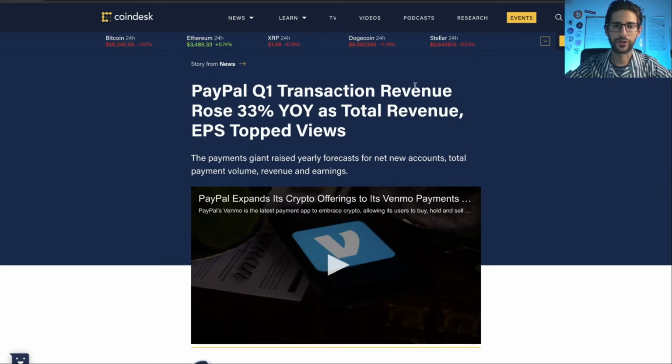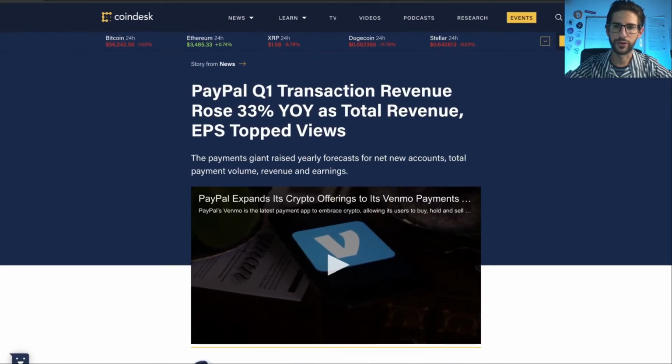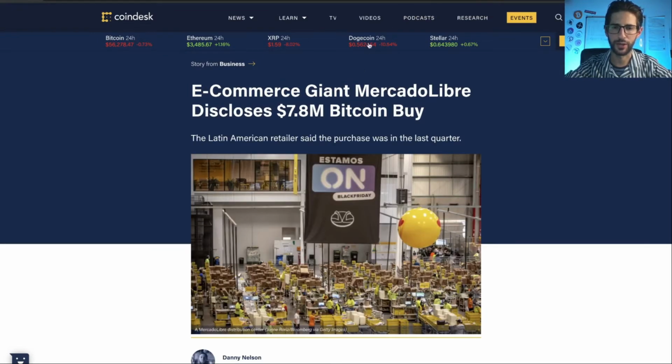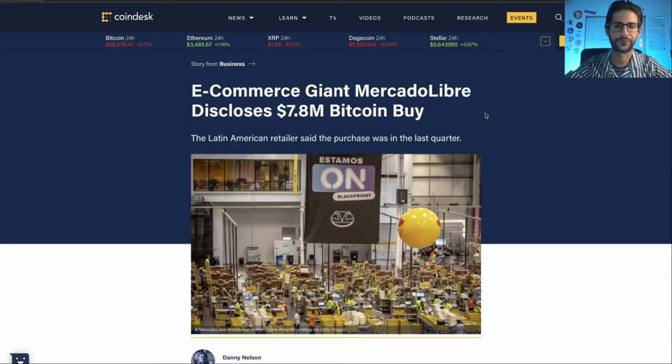PayPal Q1 transaction revenue rose 33% as total revenue. We know that now in the US at least you can buy cryptocurrency with PayPal, and that has been creating a lot of new users for PayPal, only for that.